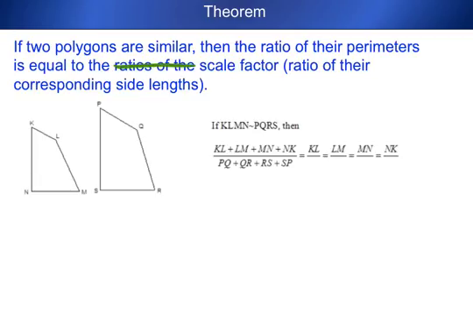So we're going to look at this figure. I know that they're similar. I have two quadrilaterals, and it tells me what order my angles are congruent. I have the perimeter of polygon KLMN in the numerator and the perimeter of polygon PQRS in the denominator. That ratio is equal to the ratios of the corresponding sides. So this is equal to KL over PQ, LM over QR, MN over RS, and KN over PS.